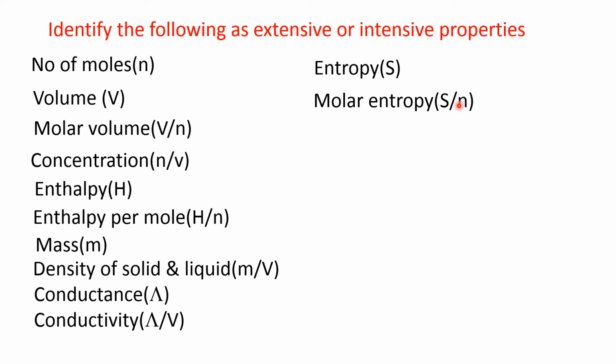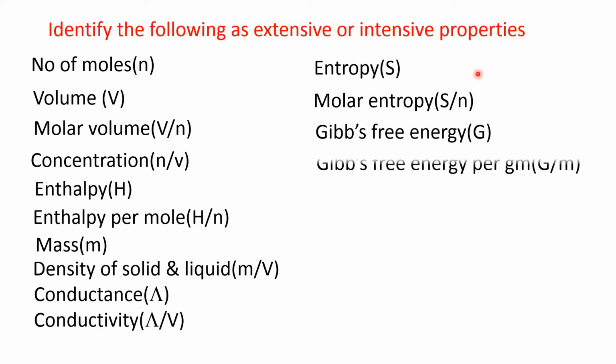Entropy is an extensive property, and the number of moles is an extensive property. So molar entropy is an intensive property. Now Gibbs free energy. Once again, this energy is an extensive property. Then Gibbs free energy per gram. That means it is the ratio of the energy and mass. Both are extensive properties, so this ratio is an intensive property. So Gibbs free energy per gram is an intensive property.